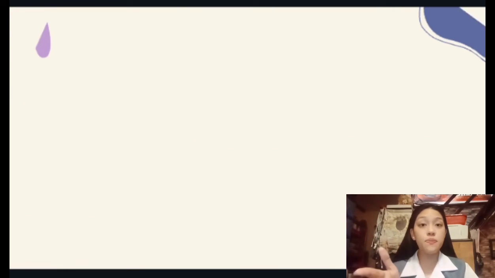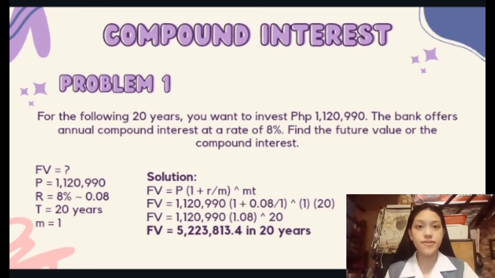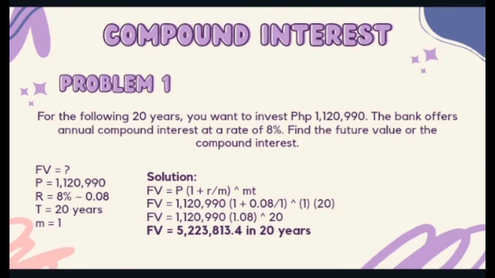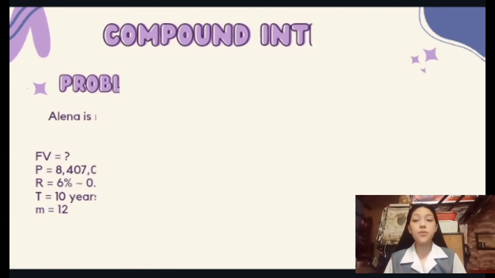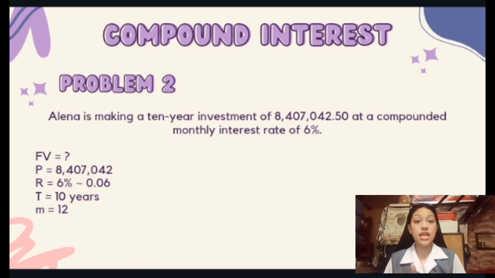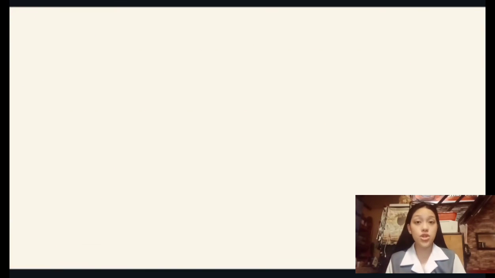Now, for that problem, let me show you the solution. Second problem for compound interest. Nicole is making a 10-year investment of 8,407,042.50 at a compounded monthly interest rate of 6%. Now, we're finding again the future value. You can pause the video and answer it yourself. And let me show you the solution.